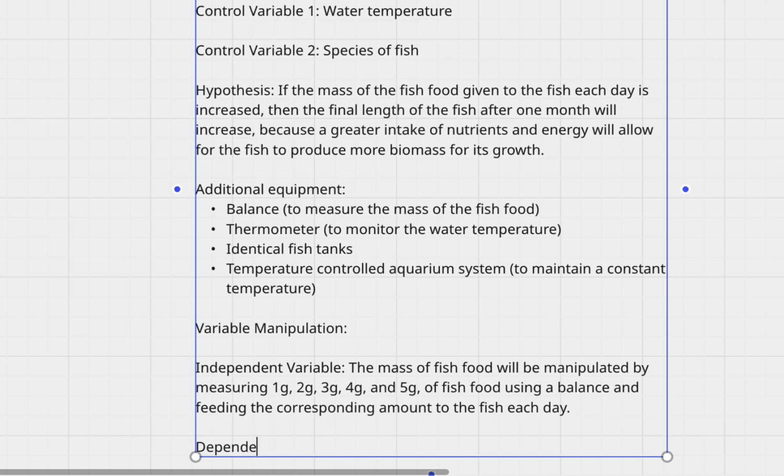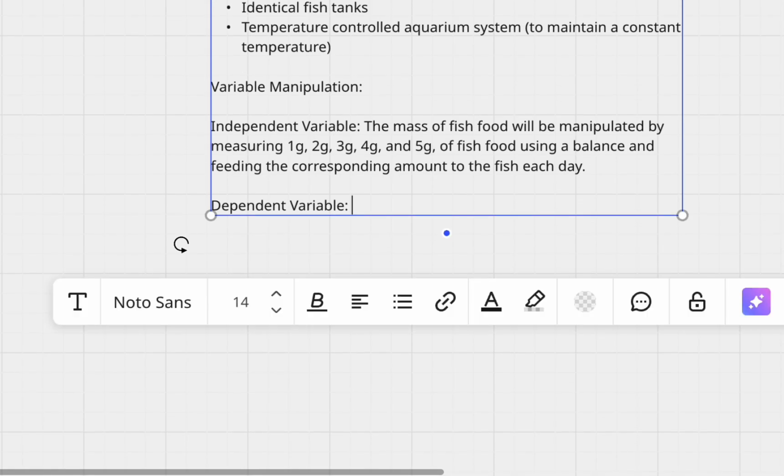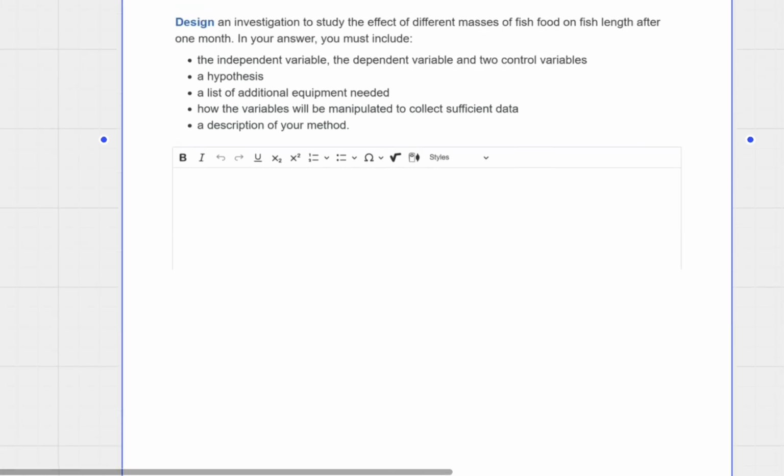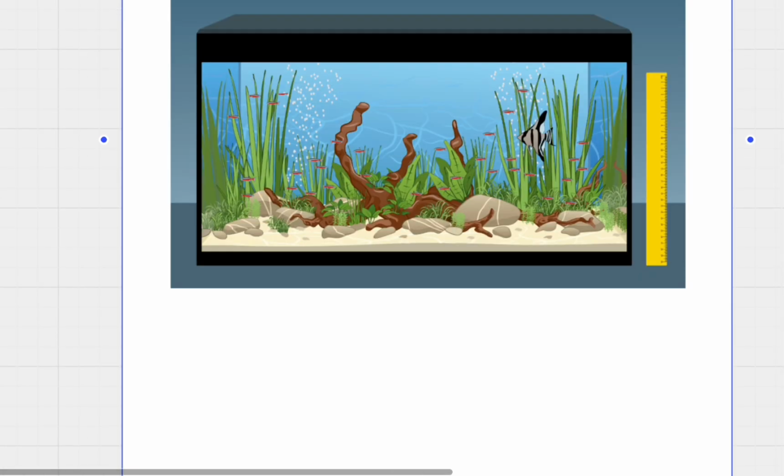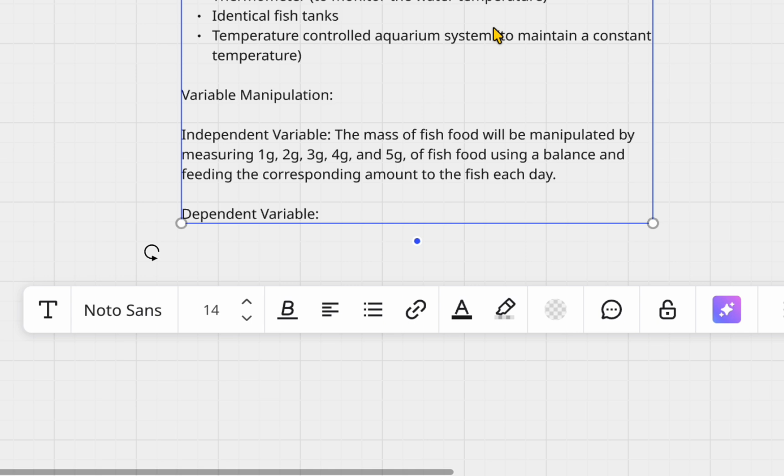Then for the dependent variable, which is going to be the length of the fish, I think we're going to look at the fish length after a month, right? So we're going to write after 1 month, the final length of each fish will be measured in centimeters using the ruler that was provided, and the data will also be recorded. So we see in the image over here, they provided us with the ruler. So we're just going to measure the final length of the fish using the ruler, and then the data will be recorded. So that's how we're going to manipulate the dependent variable.